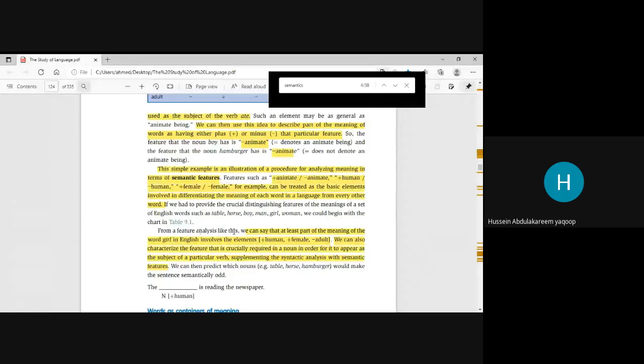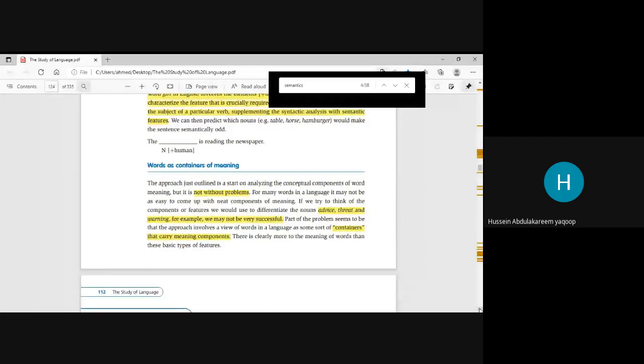From a feature analysis like this, we can say that at least part of the meaning, as I said at the beginning, part of the meaning of the word girl in English involves this element. We can also characterize the features. All these were explained previously.